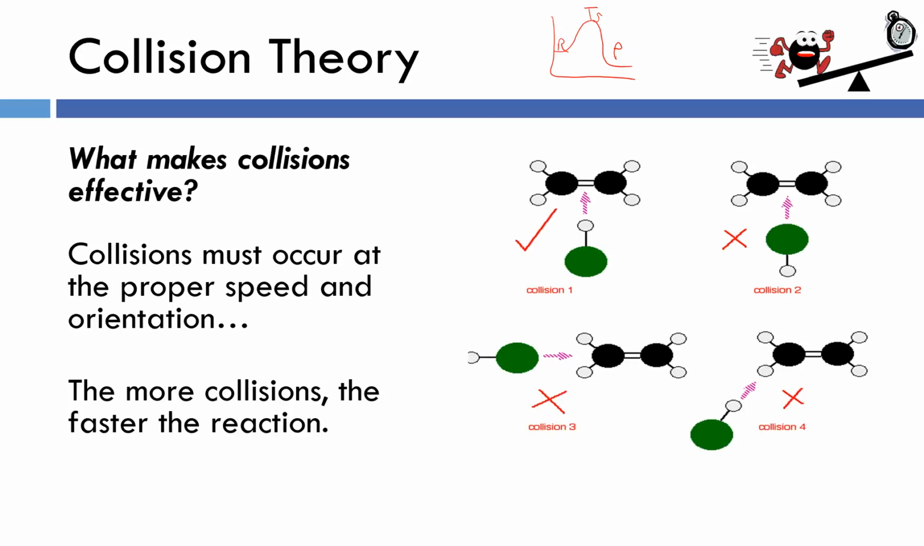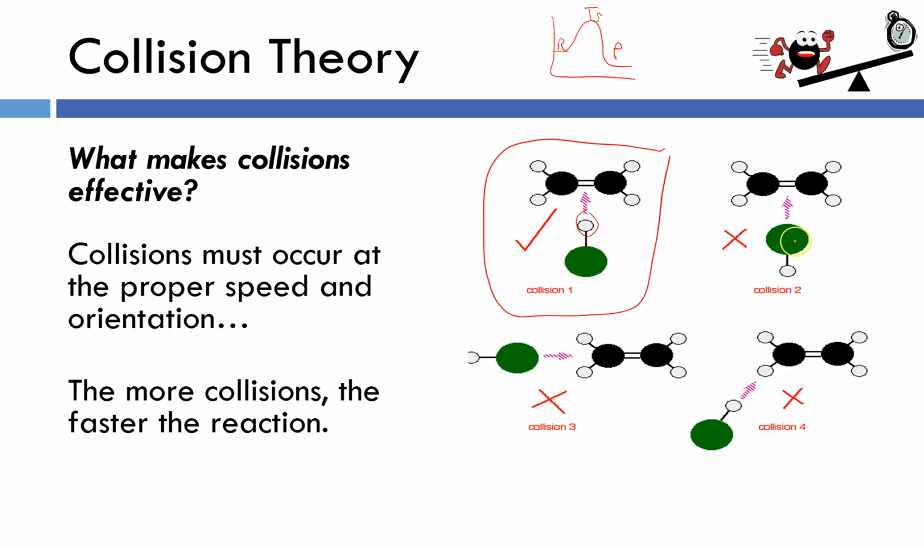So let's take a look at that. So here's just a simple example between ethene. This is a carbon and hydrogen-based compound with a double bond, and this looks like probably HCl. In collision 1, this is going to yield our desired product. This is our effective collision. We have to make sure that the hydrogen part of this molecule is pointing into the double bond.